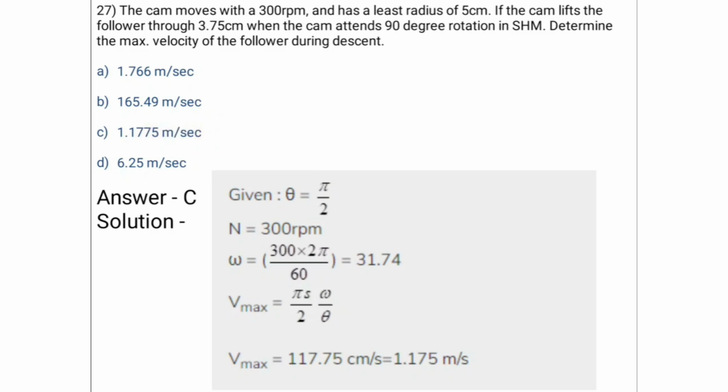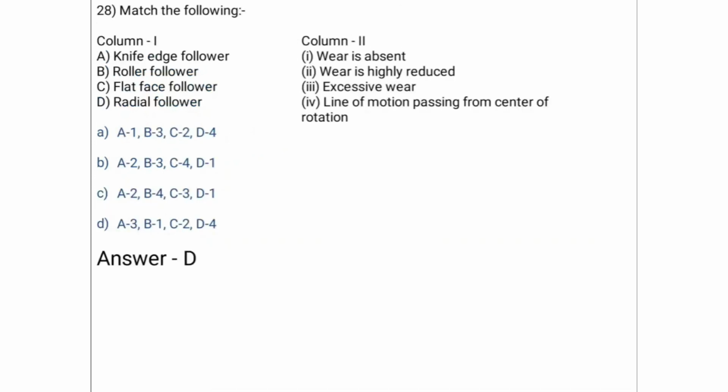So after putting the radius as 5 centimeter, the cam lift is given as 3.75, so you have to put it in meters, 0.0375. So you will get the required answer for V max, that is 1.178 meter per second. So the required answer is option number C.